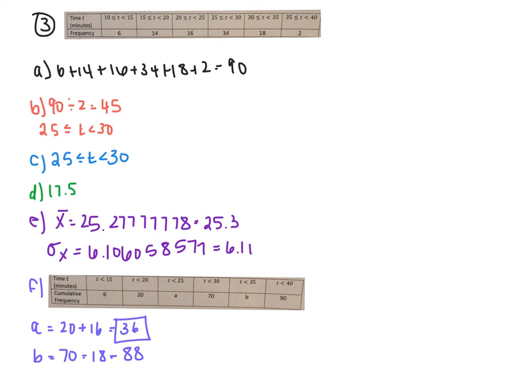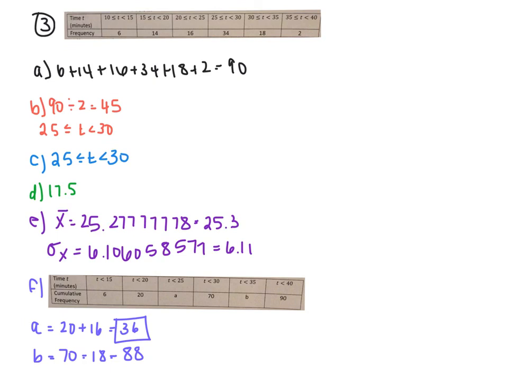Part C wants us to find the modal group. That's just the one that was answered the most, so again, the 25 to 30 group. Part D wants us to find the mid-interval of time 15 to 20, so you just add them up and divide by 2, or find the middle number that's right in the middle, which is 17.5.